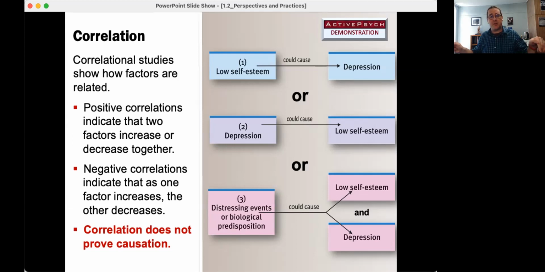Self-esteem is a variable, and mood is a variable. As one goes up, we see the other one go up. As one goes down, the other one goes down. Again, we don't know what the cause is. Looking at alternatives, there might be an alternative explanation, in this case maybe a distressing event or biological predisposition. Something occurring within their brain chemistry could be causing both low self-esteem and depression. So just something to keep in mind until we test them.